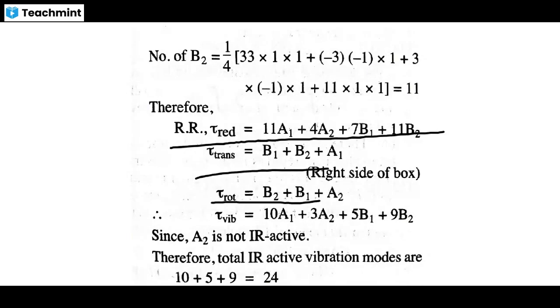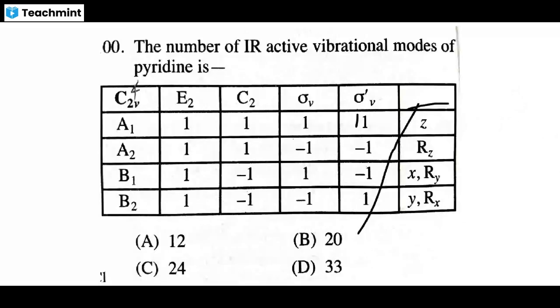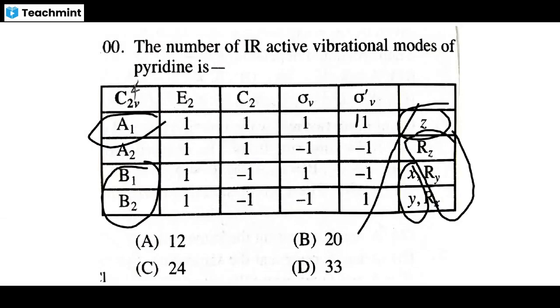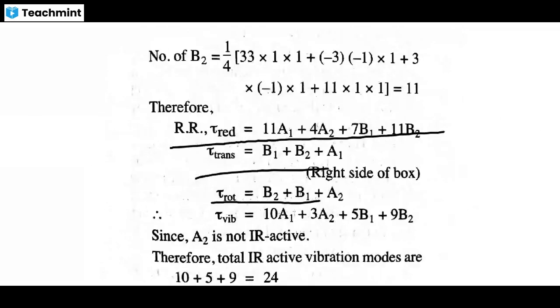If you see the character table, they give the character table in the problem also. So you see the z, x, y, z are translational, a1 and b1 b2, this is translational, and rotational is Rx, Ry, Rz, these are rotational. Rx is b2, Ry is b1, Rz is a2. So you subtract translational and rotational from the total reducible representation, and you get the vibrational. So these are the vibrationals.